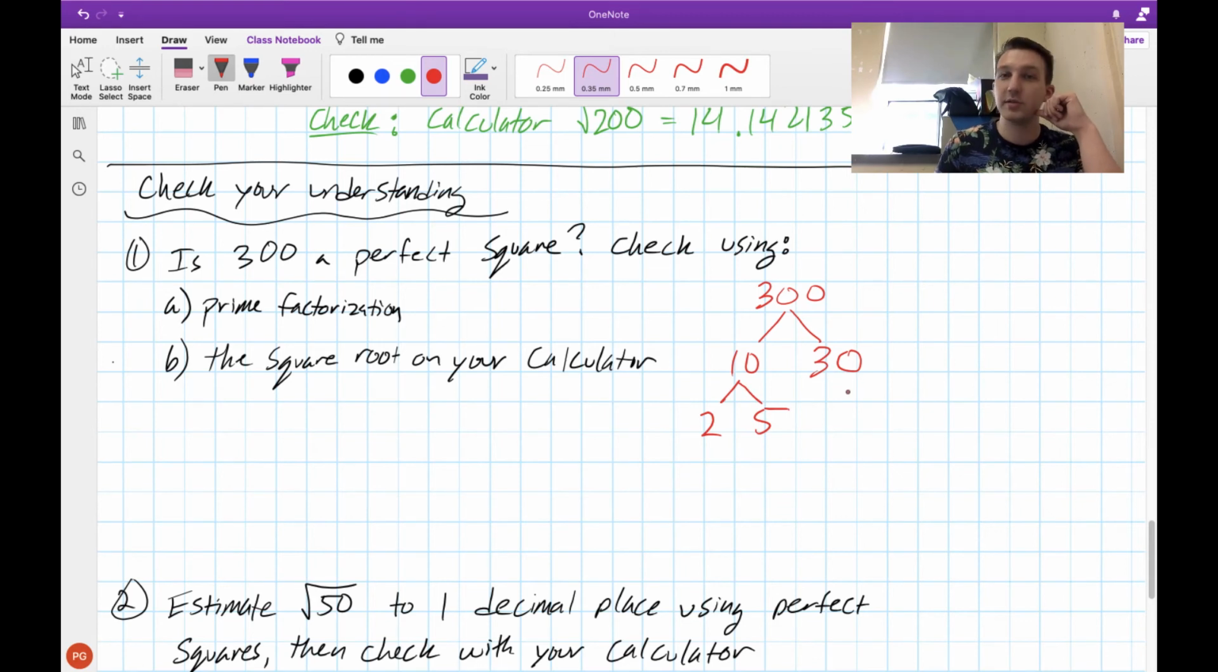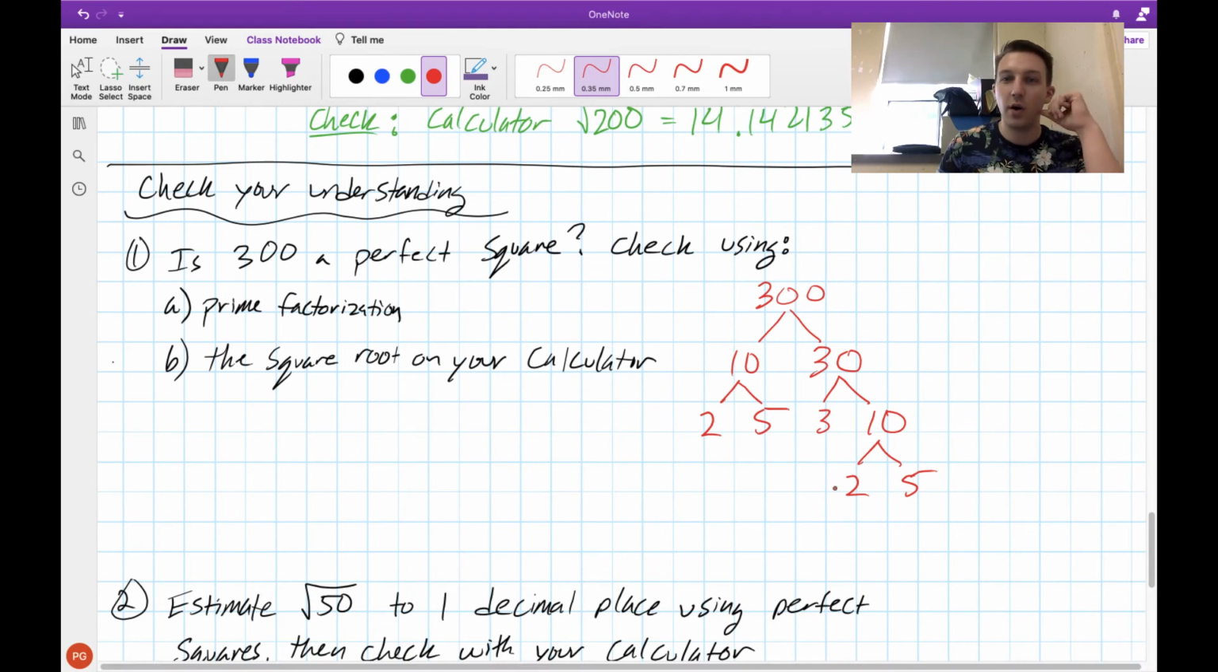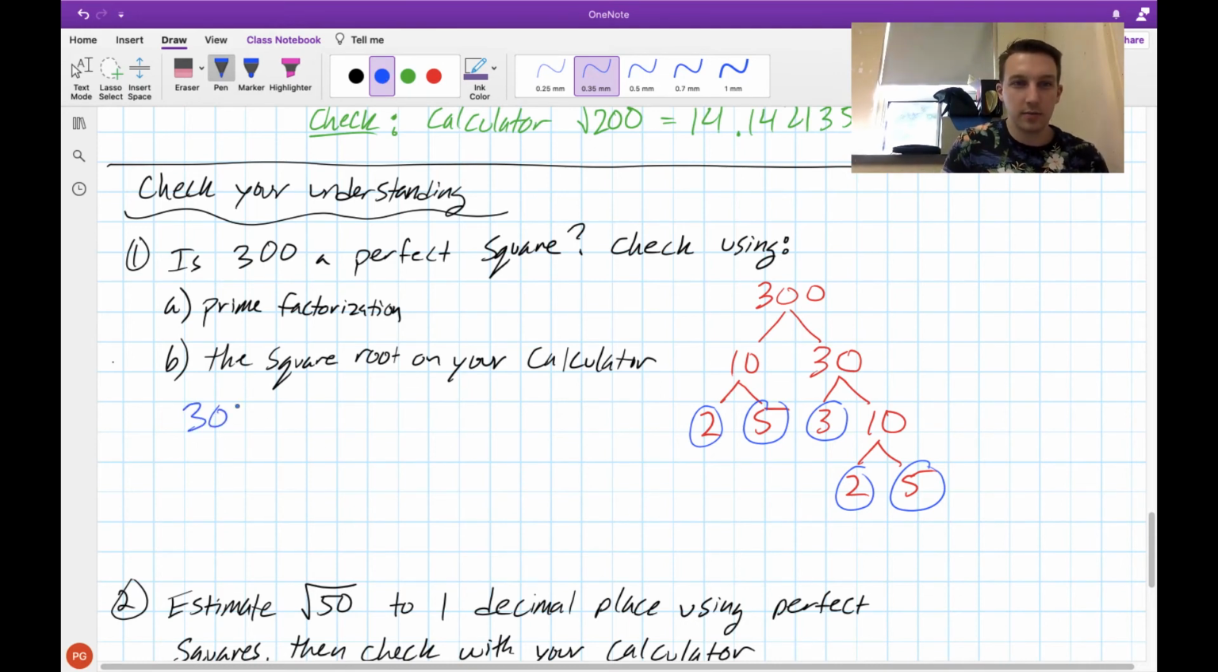But 30 I can also divide up. I could do that as 3 and 10. And then I can divide up this 10 into 2 and 5. And now all of my numbers here are prime numbers. They can only be divided by 1 and themselves. So let's circle those. Those are my prime numbers. So that tells me that I can write 300 as all of these numbers multiplied together.